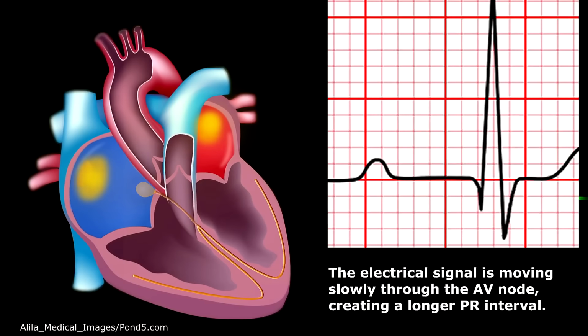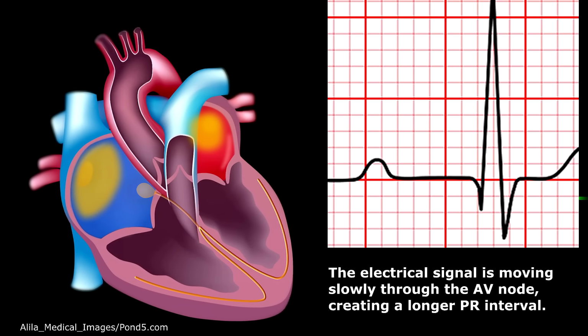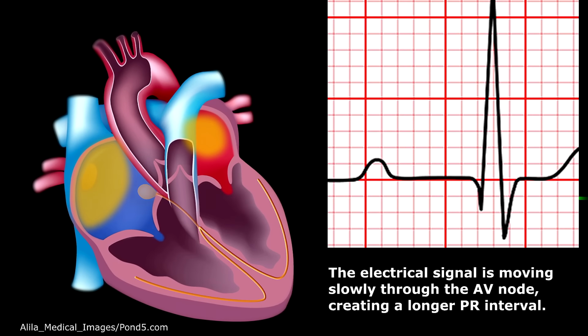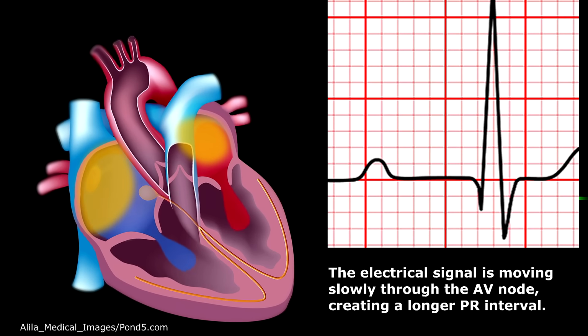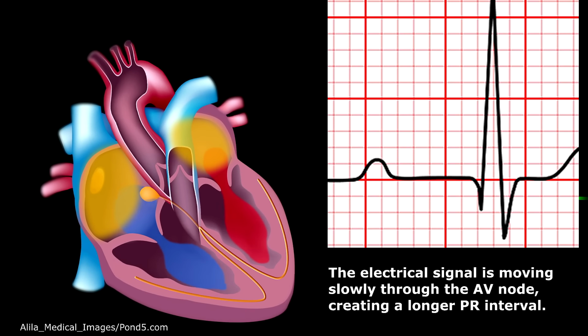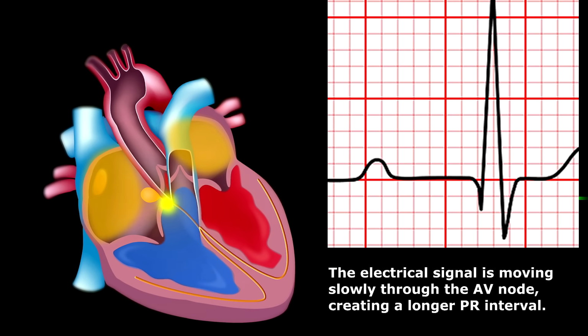rhythm. The reason this is occurring is because the electrical signal is able to go down through the atria to the ventricles, so you get the P wave and the QRS complex, but it is doing this slowly through the AV node, which creates that longer PR interval. So what are some characteristics and criteria this rhythm must have in order to be a first degree heart block?